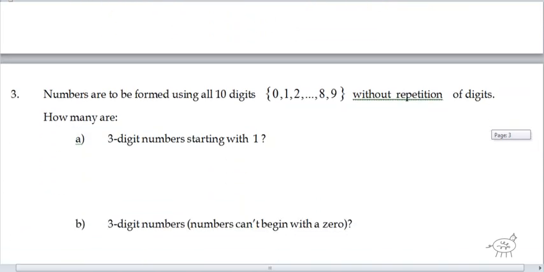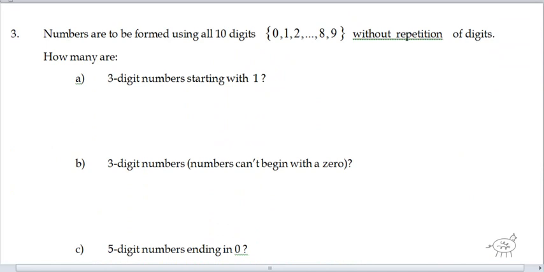Okay, let's go on to the next one here. Numbers are to be formed using all 10 digits. So again, numbers are formed, and then it says a 3-digit number for this first one. So if it's a 3-digit number, do you guys agree that I'm drawing 3 slots? Right? So 1, 2, 3. Now here's the deal. This is key. Without repetition, and I have all 10 digits that I'm using, 0 through 9. Okay? So I'm telling you it's got to start with a 1.